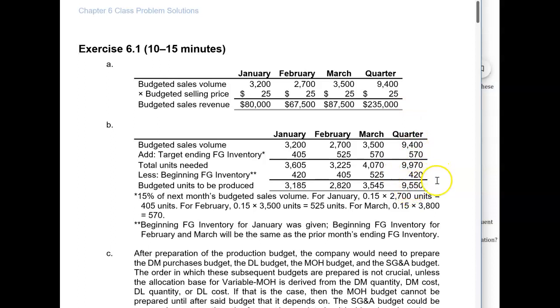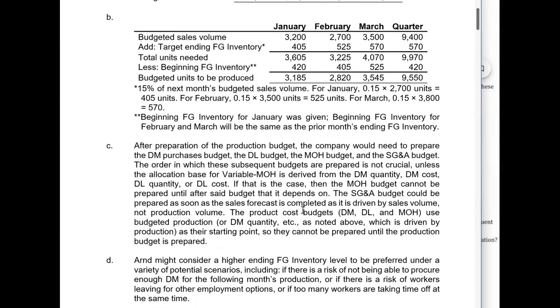One other sneaky thing about the quarter, the target ending inventory for the quarter is going to be this March right here, that 570. That's the end of the quarter. And the beginning finished goods inventory is going to be the beginning of the quarter, so that's going to come from January.